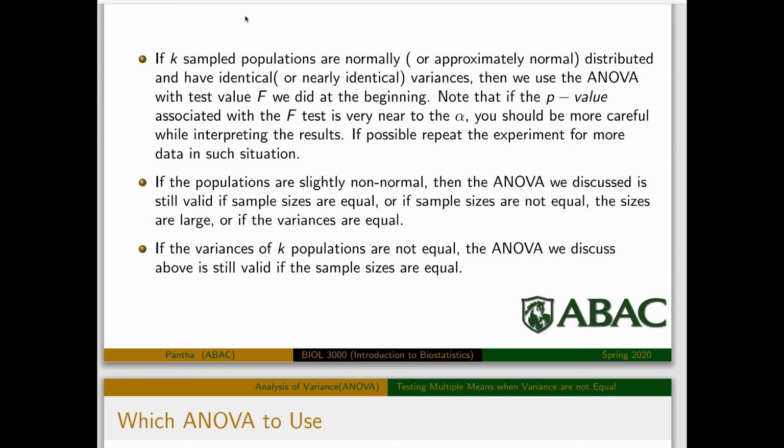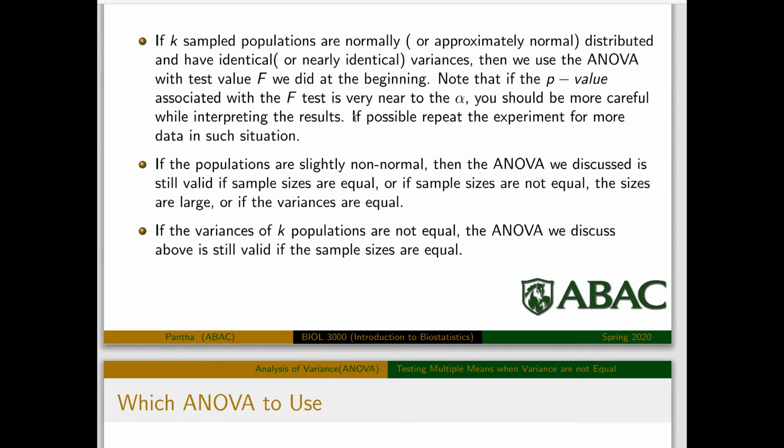If K sample populations are normally distributed, or approximately normally distributed, and have identical or nearly identical variances, then we use ANOVA. So if all the populations are normal or close to normal, and their variances are equal or close to equal, then we use ANOVA. This is the best method. Note that if the p-value associated with the F test is very near alpha, you should be more careful while interpreting the result. If possible, you should repeat the experiment for more data in such a situation.